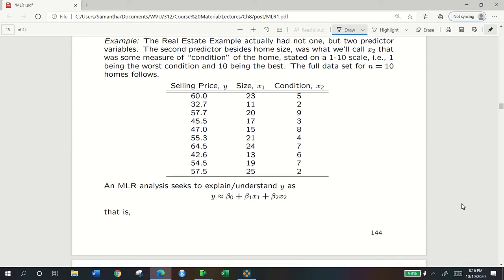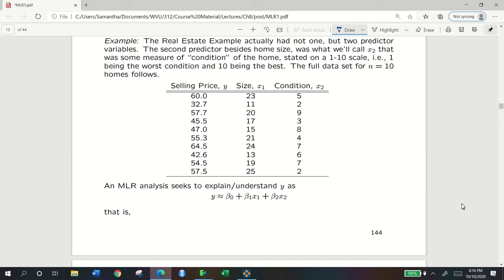So let's start by taking a look at our real estate example. In our real estate data, we're now not going to just be focusing on size as it relates to selling price, but now we're going to be looking at both size and condition. So you may be wondering, what is this condition variable? In this case, the houses that were observed were ranked on a scale from 1 to 10, 1 being the worst and 10 being the best, and each house was given a condition value, in addition to recording the size of the house and its selling price.